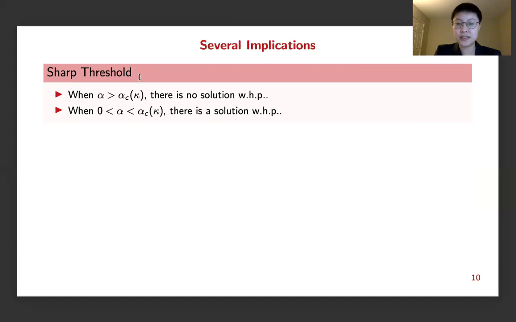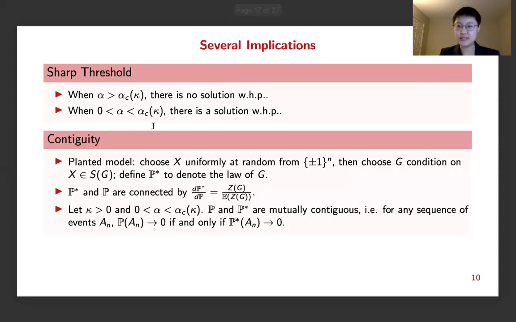So the sharp threshold phenomenon, as I said before: when alpha is larger than alpha_c of kappa, there's no solution with high probability. And when alpha is between 0 and alpha_c of kappa, there's a solution with high probability. So that's sharp thresholding. And what about contiguity?